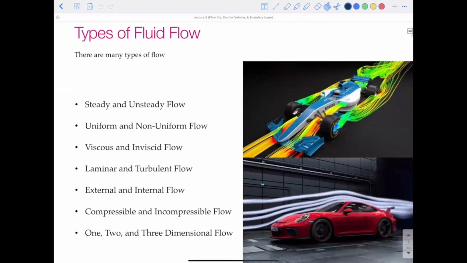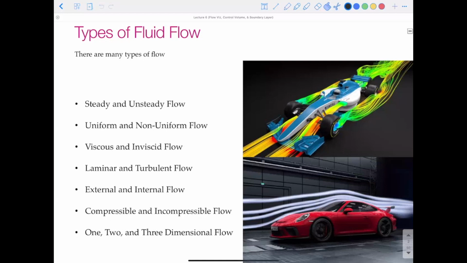So if we want to talk about fluid flow, we have to basically understand that there are many different types of flow. So first of all is steady versus unsteady flow. We have uniform and non-uniform flow. There's viscous and inviscid flow. Inviscid flow is essentially flow where viscosity is neglected, or the effects of viscosity are so small we can call it inviscid. There's laminar and turbulent flow.